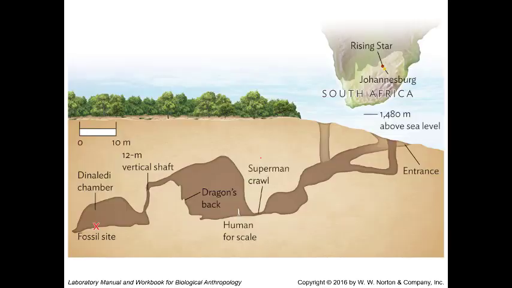Just to give you an idea, this is the Rising Star Cave. So here's the entrance. It's a very, very long trek. Here's the entrance. It's above sea level. Go down here. They have to do a Superman crawl to get through here. Here's a human for scale. Then they have to go up the dragon's back, down here, down this vertical shaft in order to get to the Dinaledi chamber, which is where the fossils are located.